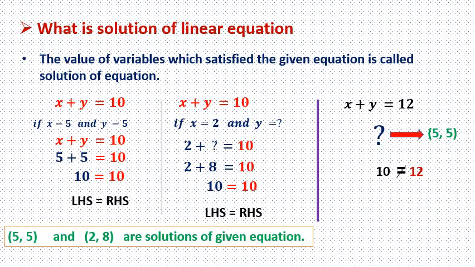It means 5 comma 5 can be a solution for equation number 1, or it can be a solution for equation number 2, or two different equations can contain a same or common solution. So the answer is yes. In this lecture we will learn how to find the common solution for two different equations.